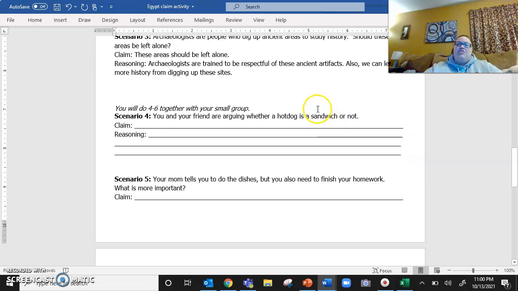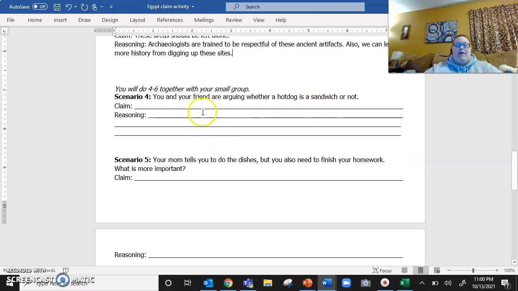Okay, the rest of these you are going to do by yourself, but I am going to read them. Scenario 4, you and your friend are arguing whether a hot dog is a sandwich or not. Now, friends, do I care if you think a hot dog is a sandwich? Do I care if you think a hot dog is not a sandwich? I don't care one way or the other. I really truly don't. The only thing that matters is that you can show me you know how to write a claim. That's all that matters. And you back up your claim with solid, relevant reasoning. Good.